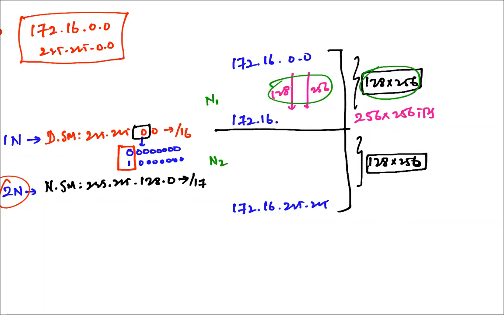This range. So now what will be the answer? What will be the last IP address of the first half? What will be the last IP address of network one?